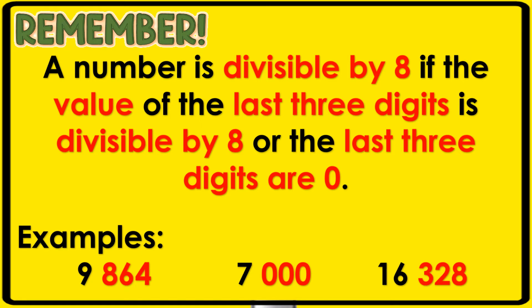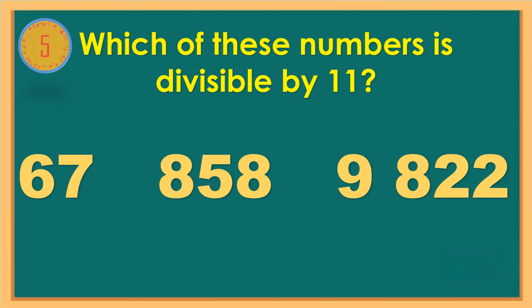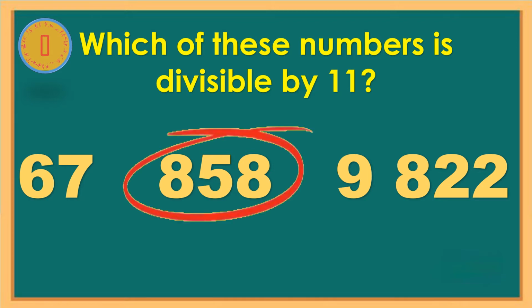9,864, 7,000, 16,328. Which of these numbers is divisible by 11? 67, 858, 9,822. Very good. It's 858.